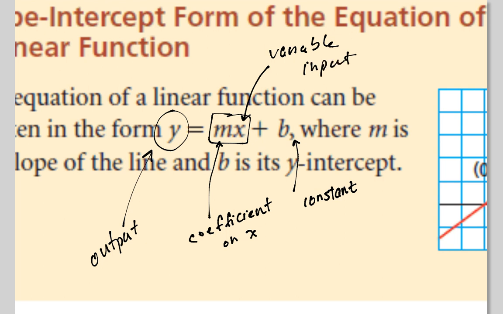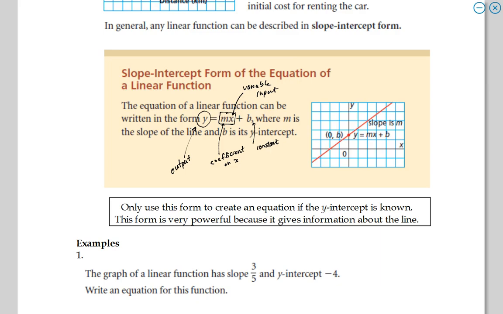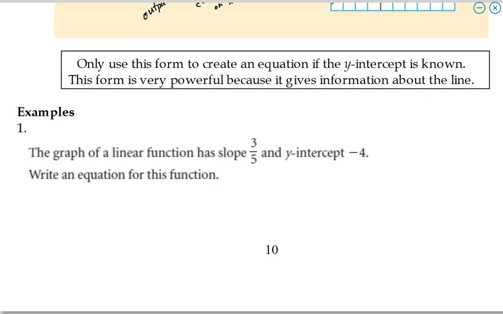A lot of students do this for some reason, it's really bizarre. They don't put the y and x in there. You always keep y and x. Y and x are always there when you're doing your equation in general. Okay, let's see what this says in the box here. Only use this form to create an equation if the y-intercept is known. This form is very powerful because it gives you information about the line. You can get a quick sketch really easily if you know the slope and the y-intercept.